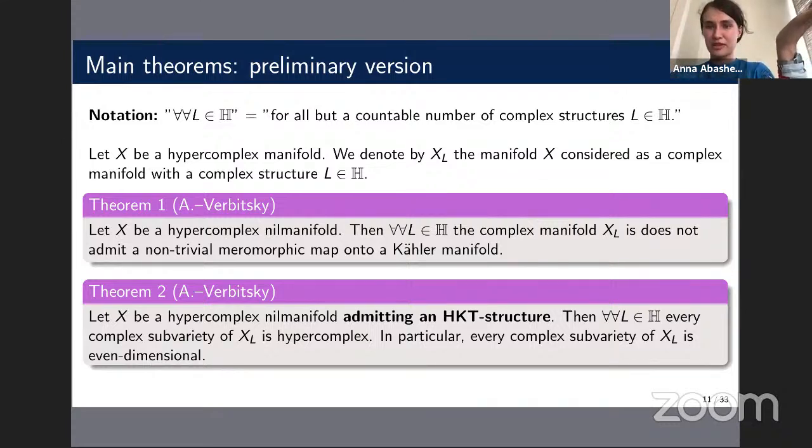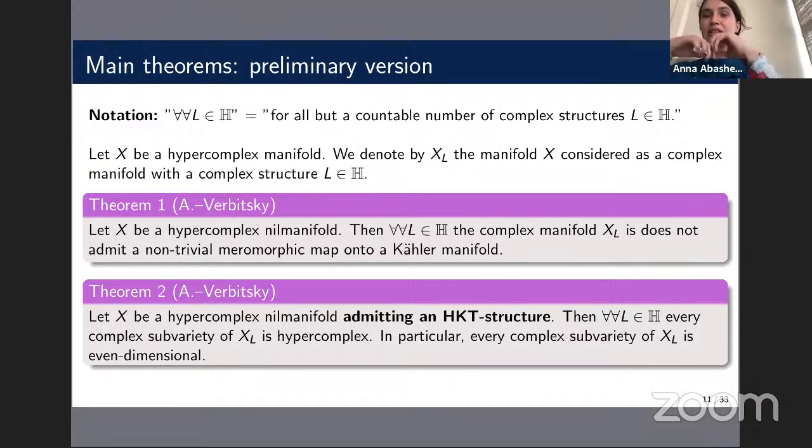What do I mean by a meromorphic map? A holomorphic map is a map which is locally given by a collection of holomorphic functions. A meromorphic map is a map which is locally given by a collection of meromorphic functions. That is to say, we allow denominators. So it is a fair holomorphic map on a dense open subset of X. In particular, of course, X doesn't admit a non-trivial holomorphic map onto a Kähler manifold. So it is not only non-Kähler, but even stronger, it doesn't admit maps onto Kähler manifolds, except, of course, for a point.